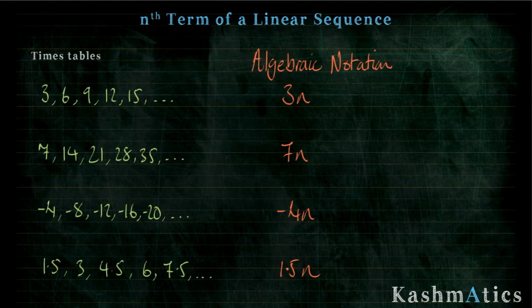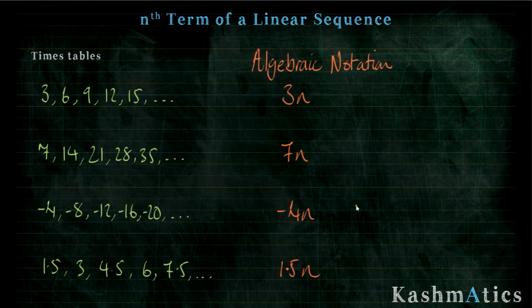So now we know what a linear sequence is, let's go on to one other thing we need to know before we do the examples, and that is how to use algebraic notation for a times table. So if I want to express the 3 times table, I just say that's 3n. If I want to express the 7 times table, that would be 7n. The minus 4 times table, so minus 4, minus 8, minus 12, etc., that would be minus 4n. And even a decimal times table, so 1.5, 3, 4.5, 6, 7.5, that would be the 1.5 times table, so that would be 1.5n. And with any other times table, if it's a 10 times table, it'd be 10n, 12 times table would be 12n, etc., etc.